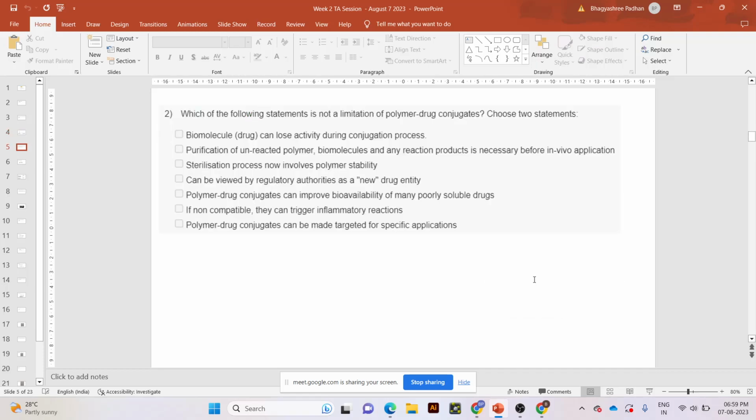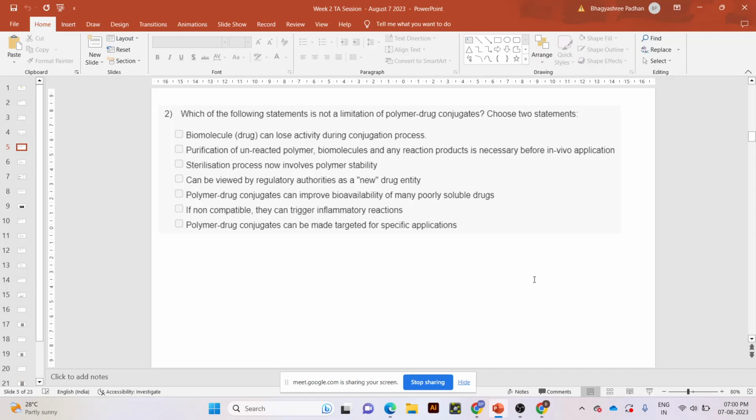The second question was, which of the following statements is not a limitation of polymer drug conjugates? We have to select two statements. So, not a limitation means we have to select two advantages of polymer drug conjugates. Biomolecule drug can lose activity during the conjugation process. This is a limitation. Purification of unreacted polymer, biomolecules, and any reaction product is necessary before in vivo application. This is also a limitation. Sterilization process now involves polymer stability, another limitation. Can be viewed by regulatory authorities as a new drug entity. This is also a limitation.